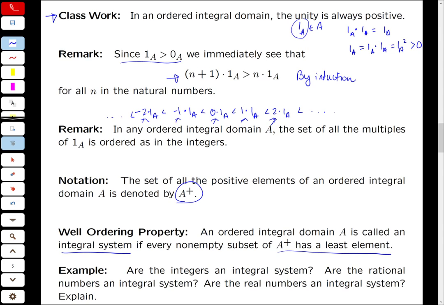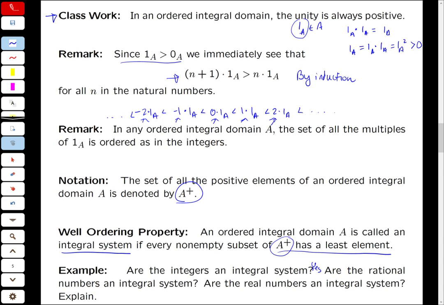So let's look and see, are the integers an integral system? Think about any subset of the set of positive integers. Does it have a smallest element? Think about the set of natural numbers. Does it have a smallest element? Yeah. The even natural numbers, does it have a smallest element? 2. The odd natural numbers? 1. Yeah, it has the smallest elements. So yes, the integers are an integral system.